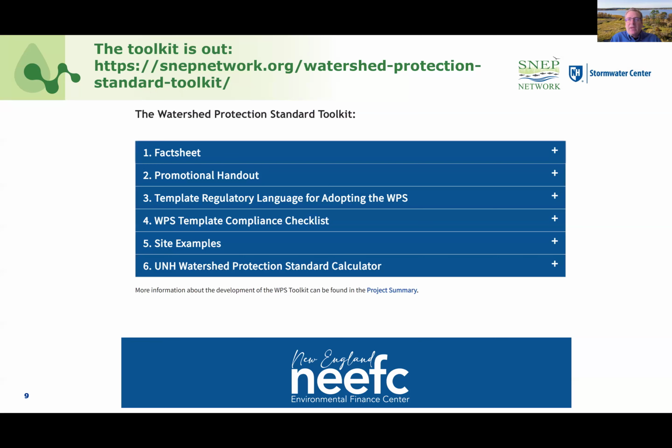So this is the toolkit. I think Leah dropped the link in the chat or provided the QR code at the beginning. This is what you'll find if you go to the SNET Network website and click on the Watershed Protection Standard Toolkit. We have fact sheets, promotional handouts, and the template for regulatory language. What we're going to focus on today are the site examples and the Watershed Protection Standard calculator. Those are tools that are available that will allow you to meet the requirements in the most efficient and effective way.